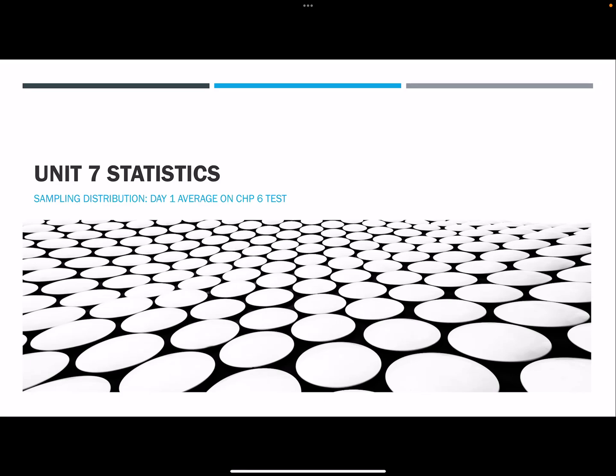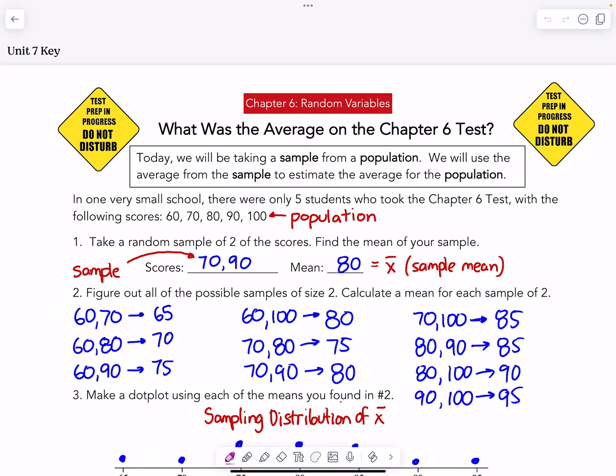7 statistics. We are going to be discussing sampling distributions. This is day 1, and the first activity is called Average on Chapter 6 Test. The first thing that we're going to do is get the averages of these tests.